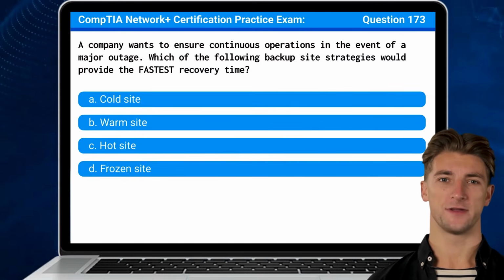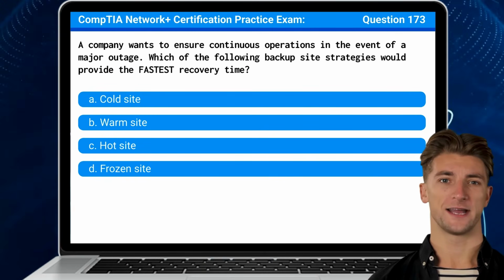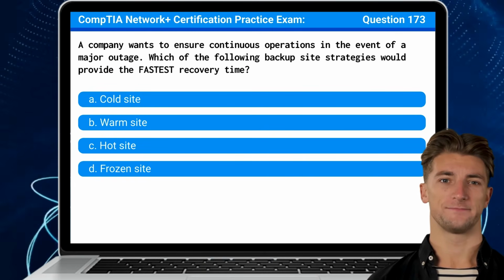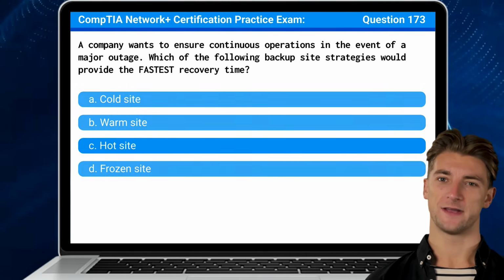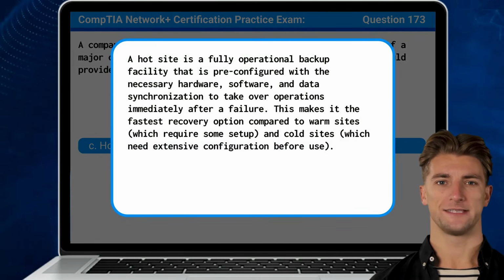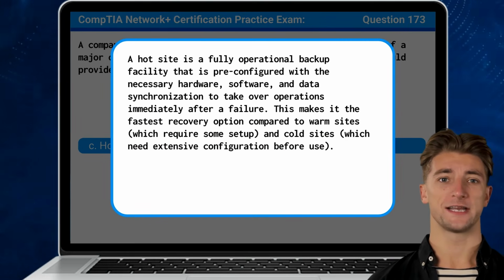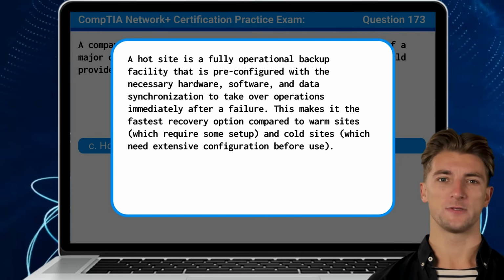Question 173. A company wants to ensure continuous operations in the event of a major outage. Which of the following backup site strategies would provide the fastest recovery time? The answer is C. Hot site. A hot site is a fully operational backup facility that is pre-configured with the necessary hardware, software, and data synchronization to take over operations immediately after a failure. This makes it the fastest recovery option compared to warm sites and cold sites.